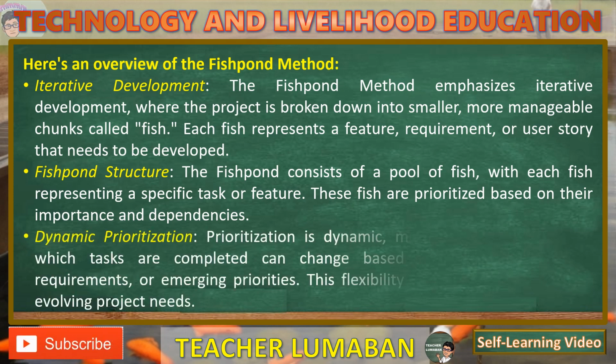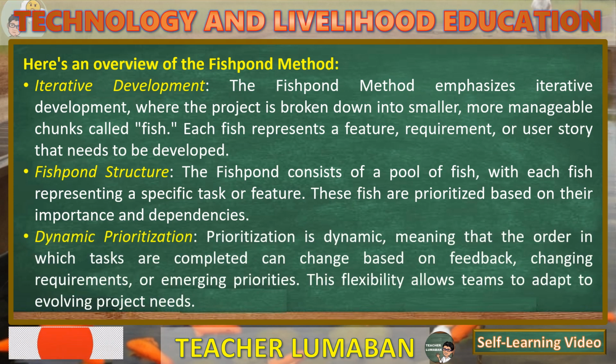Dynamic prioritization. Prioritization is dynamic, meaning that the order in which tasks are completed can change based on feedback, changing requirements, or emerging priorities. This flexibility allows teams to adapt to evolving project needs.